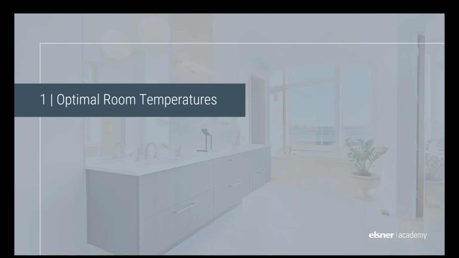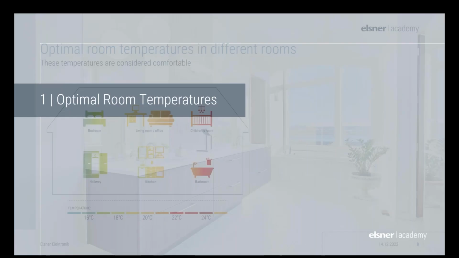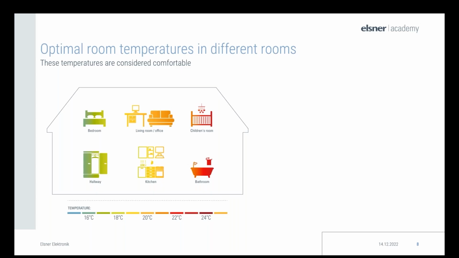Okay, the first chapter, optimal room temperatures. Here I brought a little graphic for you that I believe displays how room temperatures should be different in different rooms, and that is also one of the biggest arguments for implementing individual room control. Because as you see in the bedroom, the most common temperature is very low in comparison to the bathroom, for example. Also, there's a different temperature in the living room and in the office.